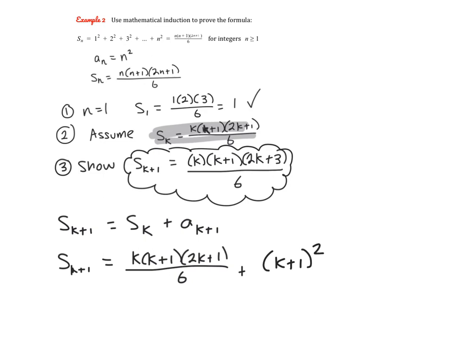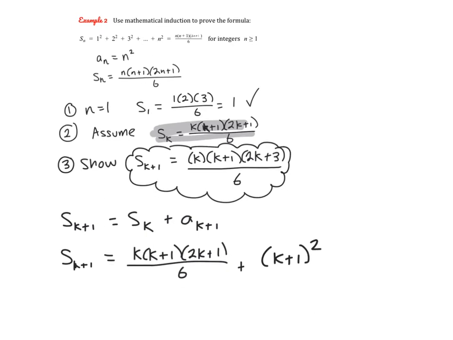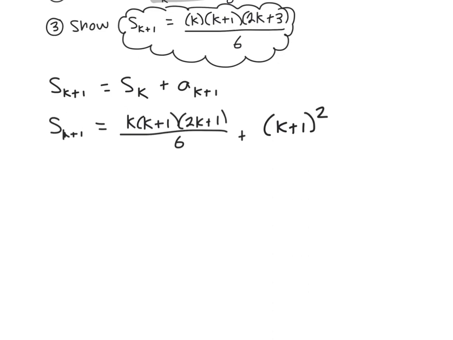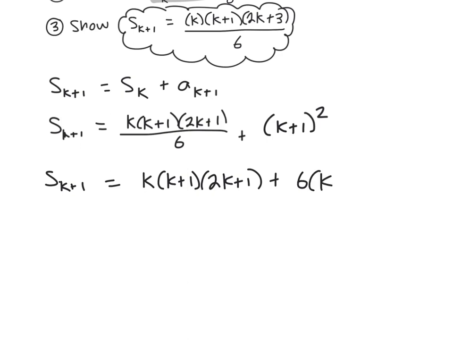From here, it's just a matter of simplifying, but there's definitely an easy way and a hard way that you can go about this. So the first thing you're going to want to do is combine the two terms into one fraction. So we have k times k plus 1 times 2k plus 1. And I'm going to need to multiply this term by 6 over 6. And now I have a single fraction.